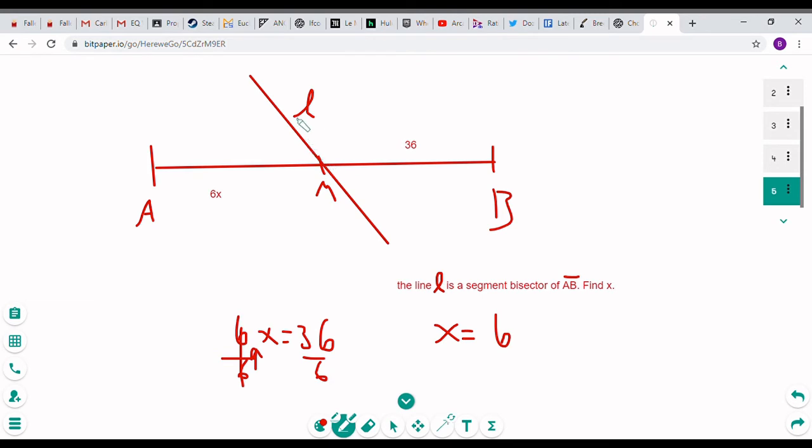Did it really matter that we had the segment bisector and not just the midpoint? No. The only reason we're doing this is because later on we're going to have segment bisectors of triangles. And we're just going to assume that you remember that it cuts it right through the midpoint.